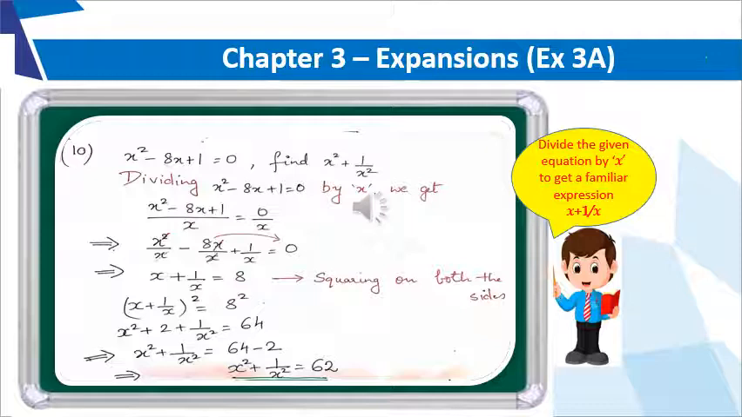Transposing 8 to the right hand side, we get x plus 1 upon x is equal to 8. Squaring on both the sides, x plus 1 upon x the whole square is equal to 8 square. Applying the identity a plus b the whole square is equal to a square plus 2ab plus b square, we get x square plus 2 plus 1 upon x square is equal to 64. Hence, x square plus 1 upon x square is equal to 64 minus 2 equal to 62.